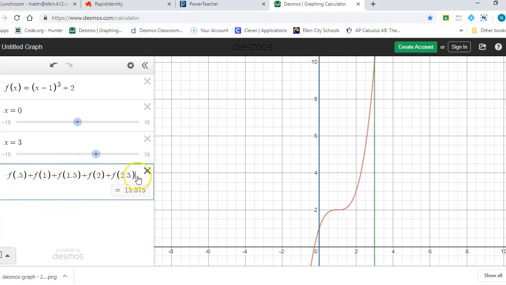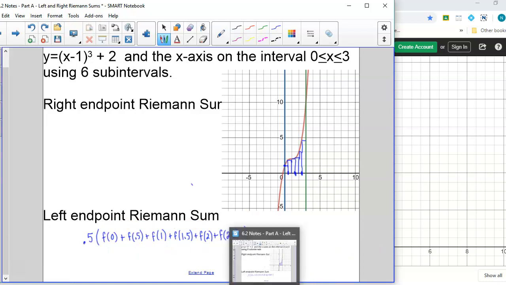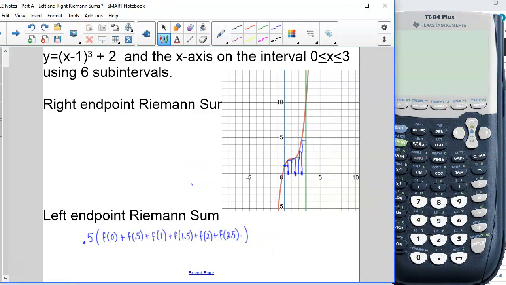On your homework, I don't mind if you do this also here. Do please write down something for me. Don't just put the number that you get. So either write this down, or you could go ahead and plug it in and write those numbers down. But write this down if you want to use Desmos, or you could use your calculator. You could do the same thing in your calculator. Do y1 of 0 plus y1 of 0.5 plus y1 of 1 and so on, if you have that stored in y1. So you could do that same thing there.